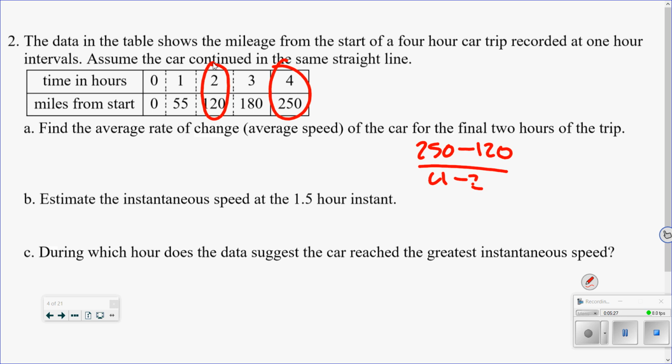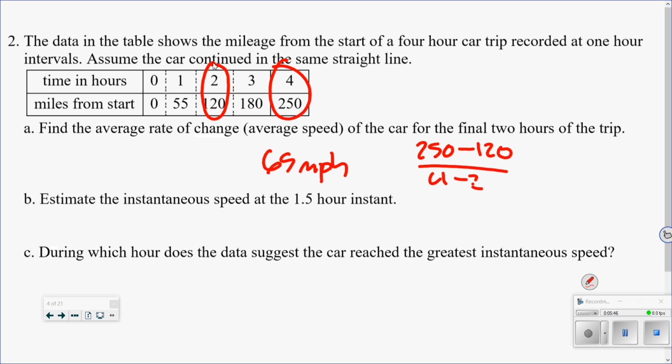So that's going to come out to be, let's see, 250 minus 120 is 130, divided by 4 minus 2, which is 2. Divide those, you get 65. So over the last 2 hours of the trip, that was the average speed, or the average rate of change. B says estimate the instantaneous speed at 1.5 hours.